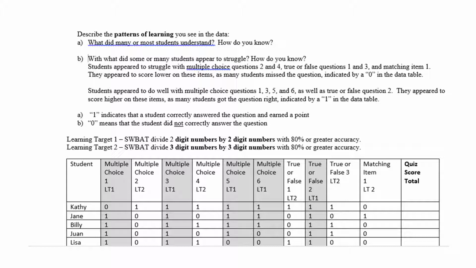Go down to the true false. You can see that they also struggle with true false question 1 and true false question 3, but they didn't struggle with true false question 2, because they were all ones in that column. So this is a way to just start looking at which questions many people got right and which questions many people got wrong. You can model your answer on the response answers that I'm giving in this video.